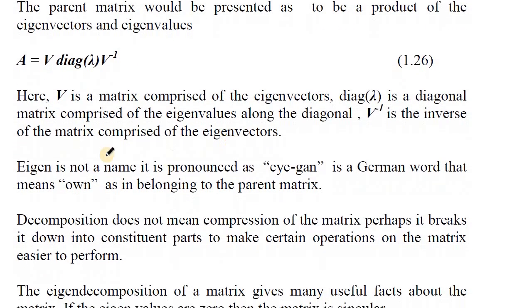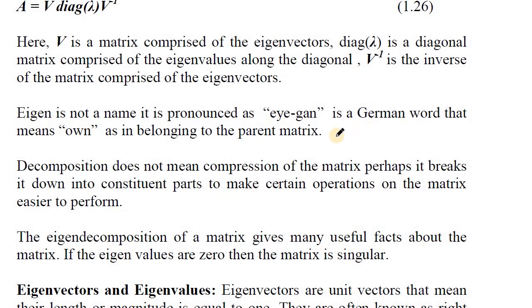Okay, a parent matrix would be presented as a product of eigenvalues and eigenvectors. So if I want to write in terms of the parent matrix, that is A, I can write it like this: A is equal to V into diag of lambda into V inverse. Diag is nothing but the diagonal of your eigenvalues. So what you do is you write all your eigenvalues as a diagonal, and V raised to minus 1 is nothing but V inverse. So it is the inverse of your eigenvectors. Okay.